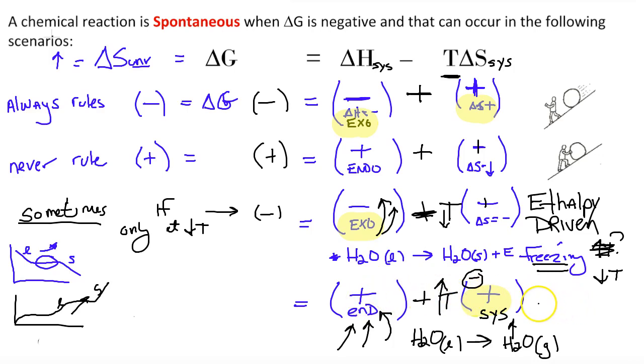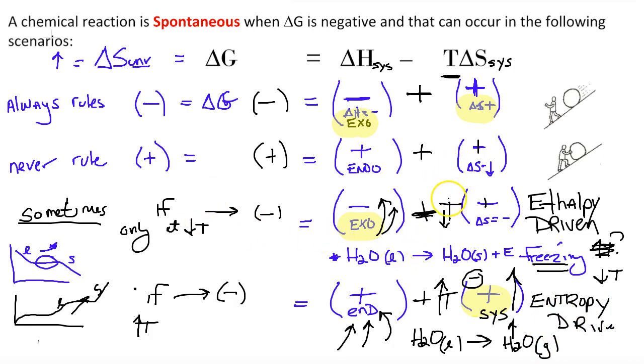And so if temperature is high enough, things can evaporate. So this is only negative if temperature, in this case, is great enough to make it negative, or if the system's entropy is great enough. If this is big enough, it'll overcome this poor thermodynamic endothermic loss of energy by the surroundings. And we say if this works, this is an entropy driven reaction. And you'll hear those terms.